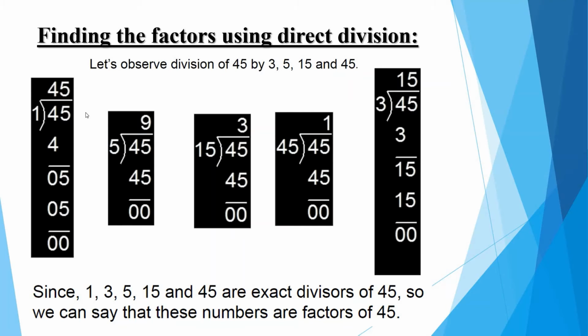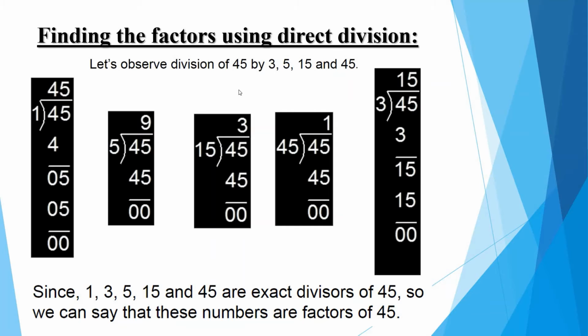So when we divide the number 45 by 1, 3, 5, 15 and 45, we get the remainder as 0. So since 1, 3, 5, 15 and 45 are the exact divisors of 45, that is, they are getting the remainder as 0, we can say that these numbers are factors of 45.